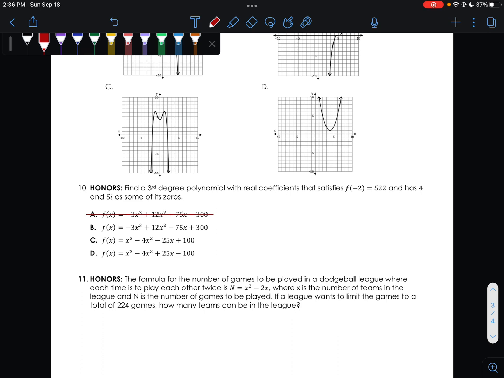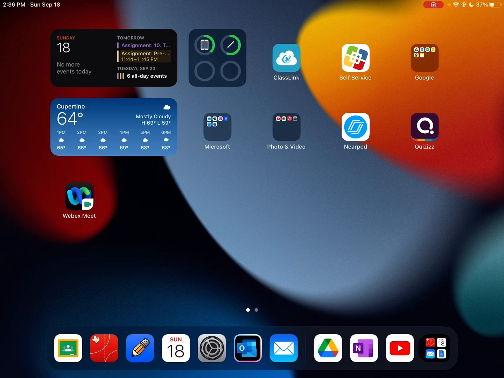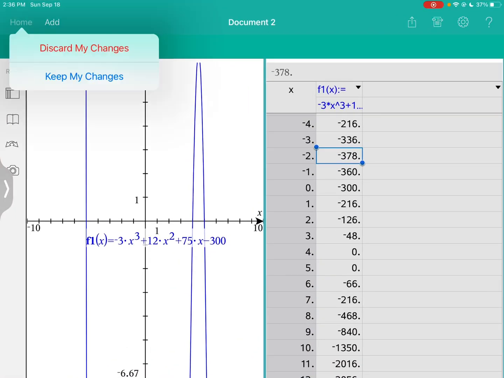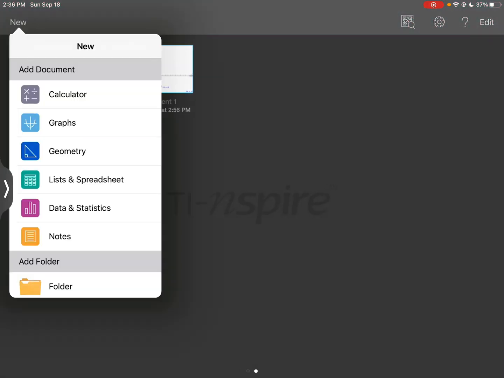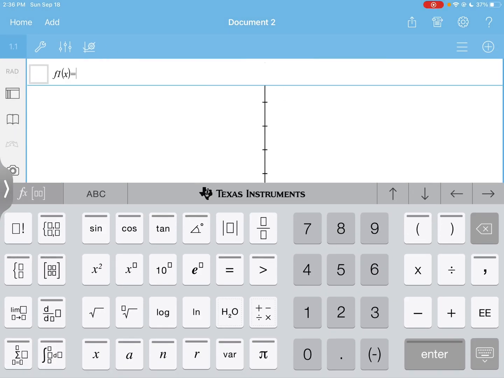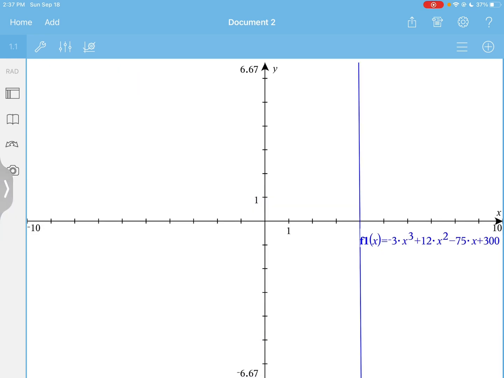Now I'm going to repeat that exact same process with letter B. So I go to my graph, I get a new document. No, I don't want to save. Add a new graph. I'm going to type in negative 3x cubed plus 12x squared minus 75x plus 300. Enter.